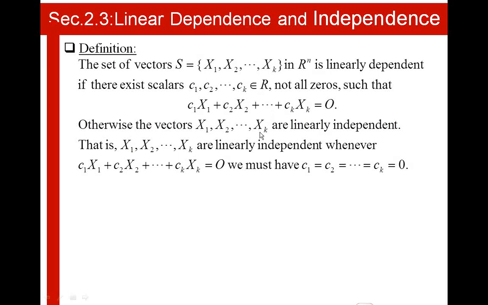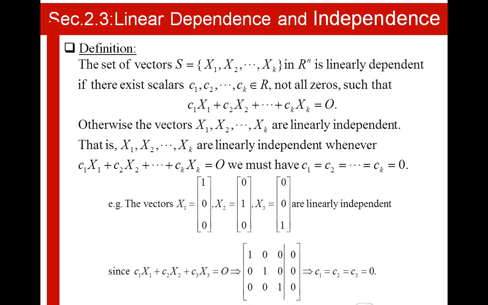Geometrically speaking, vectors are linearly dependent if their line of action is the same. They could be in different senses, different directions, but the line of action is the same. Vectors are linearly independent from the geometry point of view if each is going into a different direction. In other words, they don't have the same line of action.